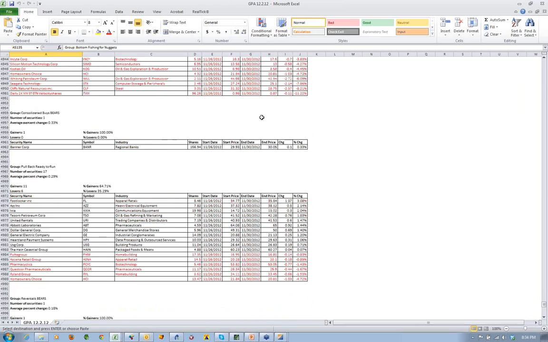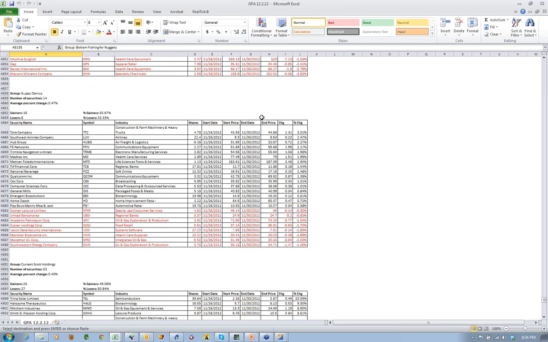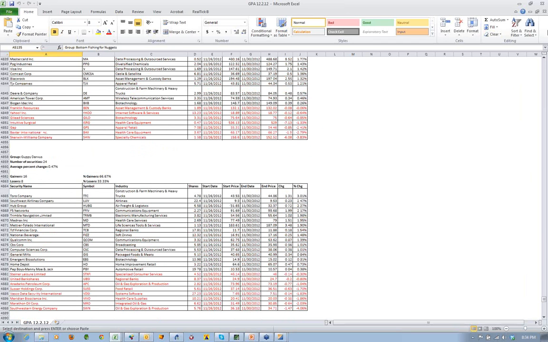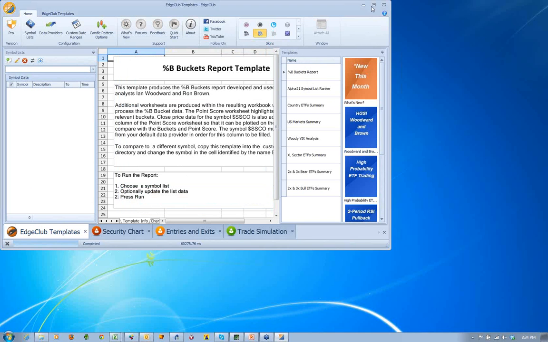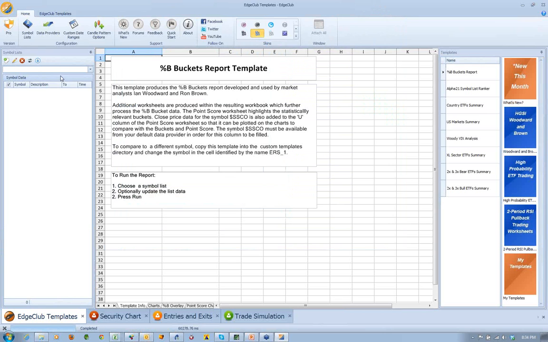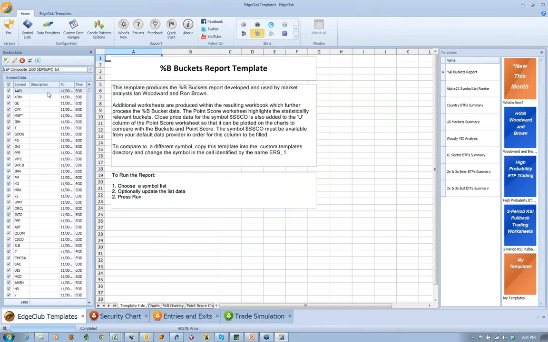All right, so that gives me an idea of how I did, how the market did, and what may have been moving. So let's shut that back down. Let's take a look at within the market now, if we can get a sense of what's working and what's not working. So let's run the percent buckets report. So for me to do that, I updated the list.